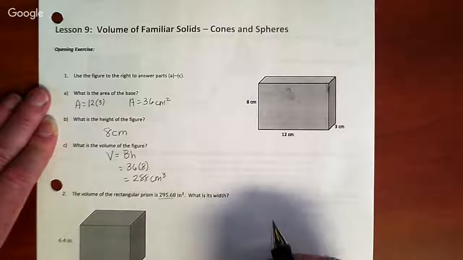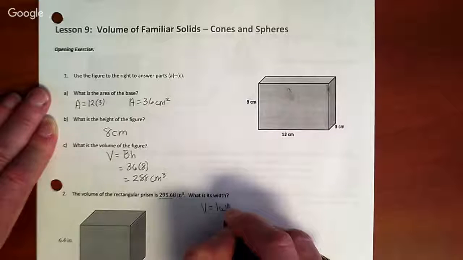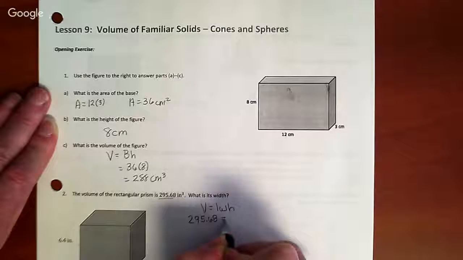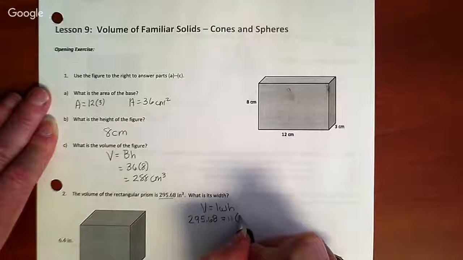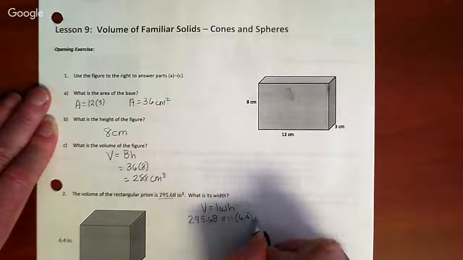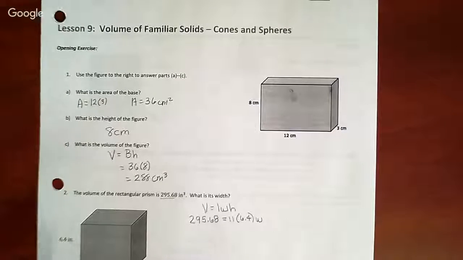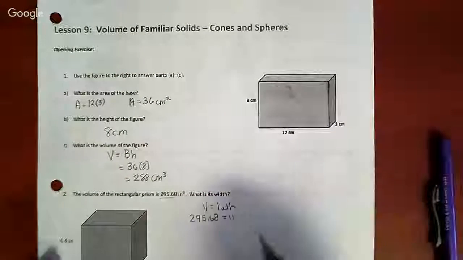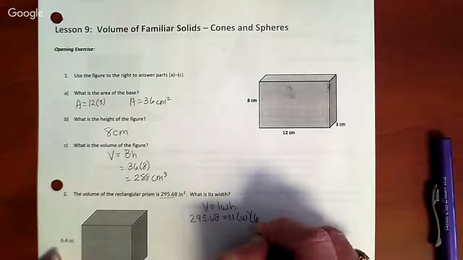Okay. So the volume of the rectangular prism is 295.68 inches cubed. What is the width? So if I have volume equals length times width times height, we substitute in the volume. So we have 295.68. We substitute in our length, which is 11, our height, which is 6.4, and we want to find the width. So we want to find the width, and then our height is 6.4.